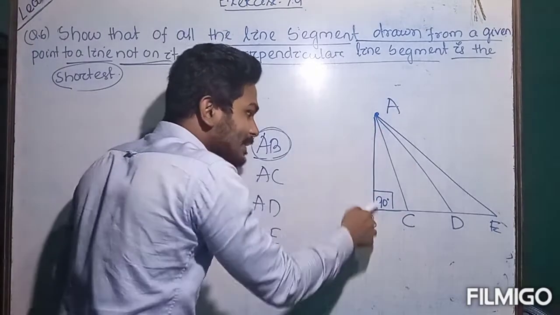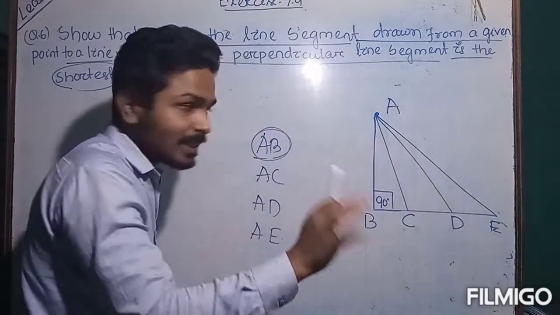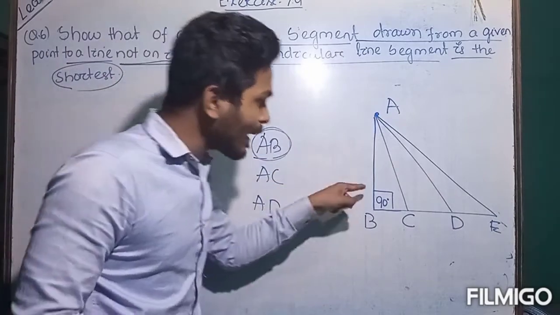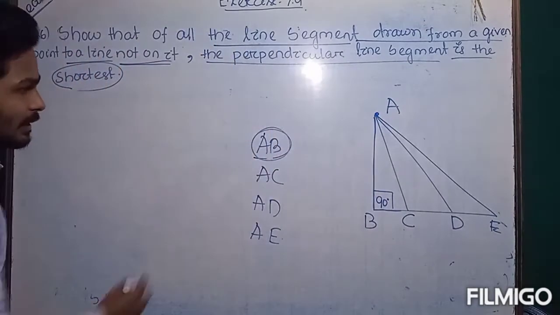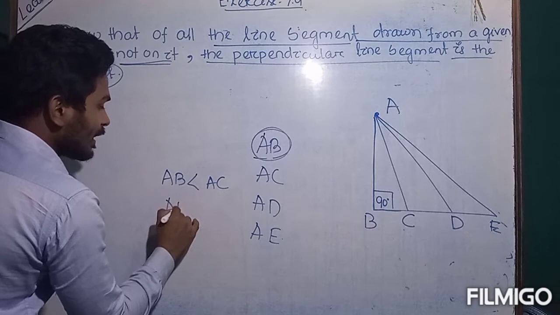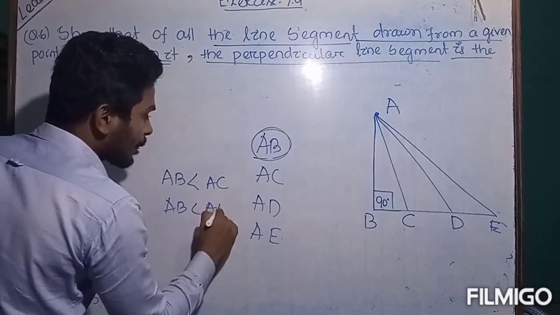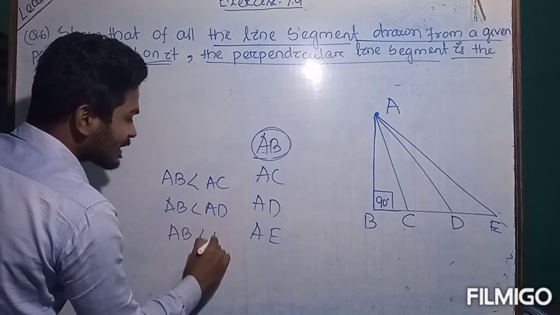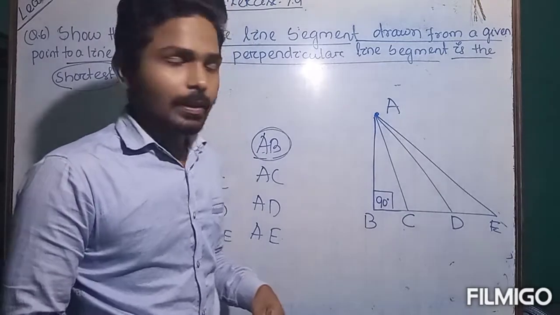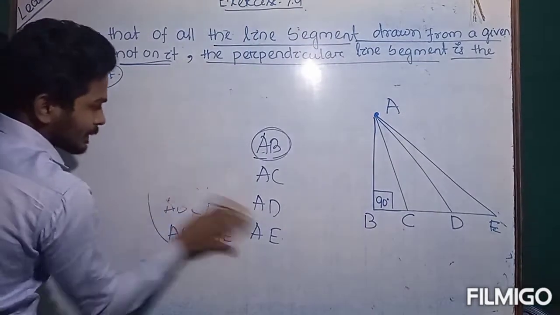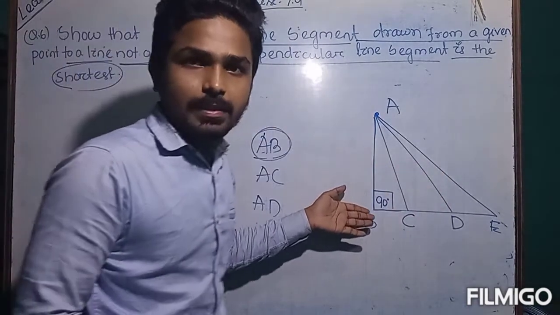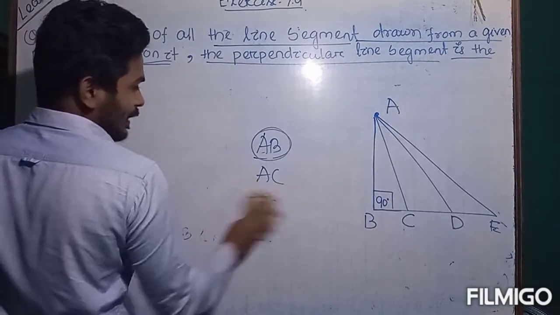This AB makes 90 degrees with the base, but AC doesn't make 90 degrees, AD doesn't, AE doesn't. So the line segment which makes 90 degrees with the base is the shortest. That means AB is always less than AC, AB is always less than AD, AB is always less than AE. We have to prove that AB is the shortest among the 4 line segments. No doubt, from the figure we can see AB is the shortest, but we have to prove it mathematically.